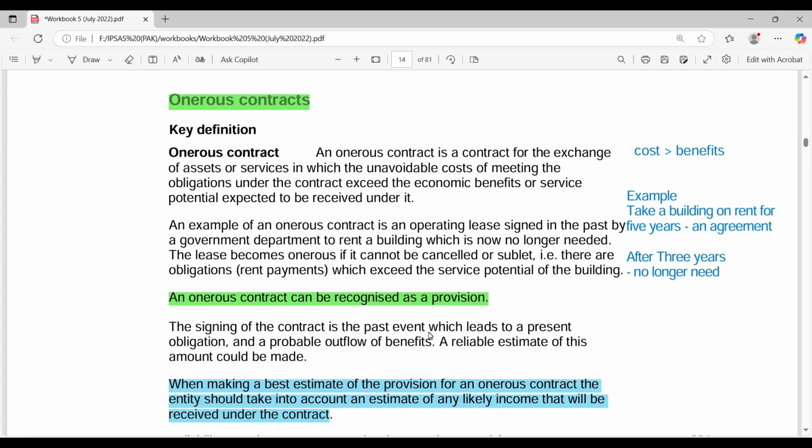Onerous contract. What is an onerous contract? And why do we study onerous contracts in this chapter? Basically, against an onerous contract, you have to set up provisions in your financial statement. Onerous contracts are those contracts in which your benefits are less than your cost. For example, you take a building on rent for 5 years, an agreement, and you have to follow that agreement. But after 3 years, you no longer need that building. It means that the next 2 years are a burden for you. And against those 2 years of rent, you have to set an amount of provisions in your financial statements.